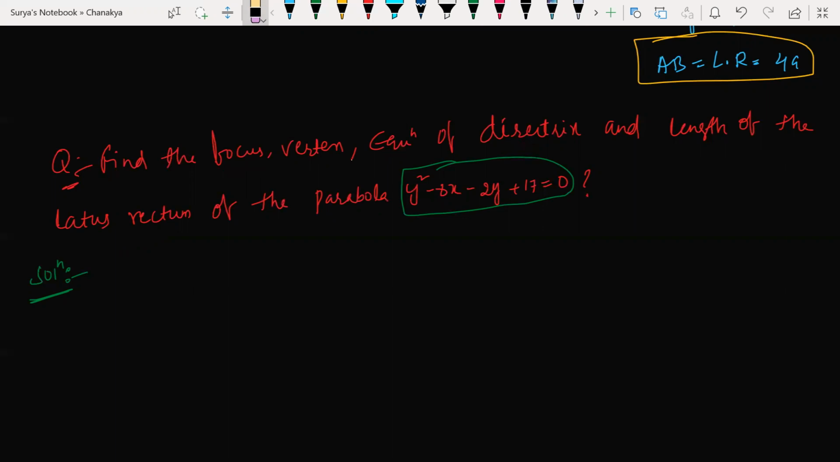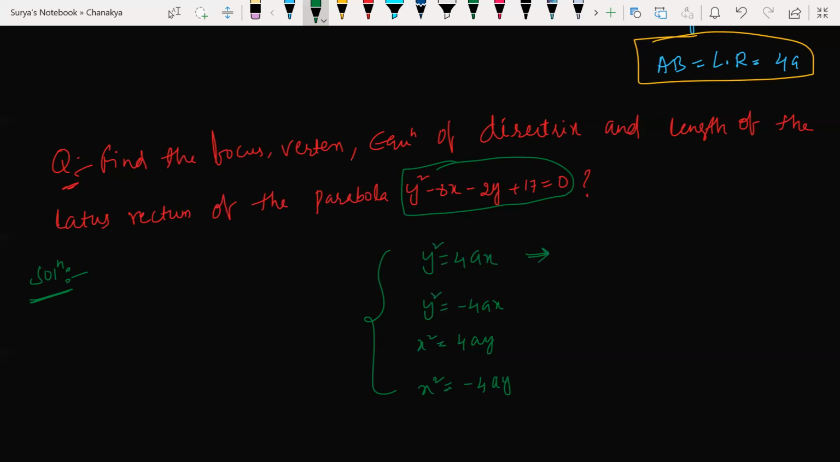So what type of parabolas did we learn? We learnt y square is equal to 4ax, y square is equal to minus 4ax, x square is equal to 4ay, and x square is equal to minus 4ay. So these are the four types of parabolas we learnt. But guys, you haven't learned this parabola. There are a few more parabolas which are not in standard form.